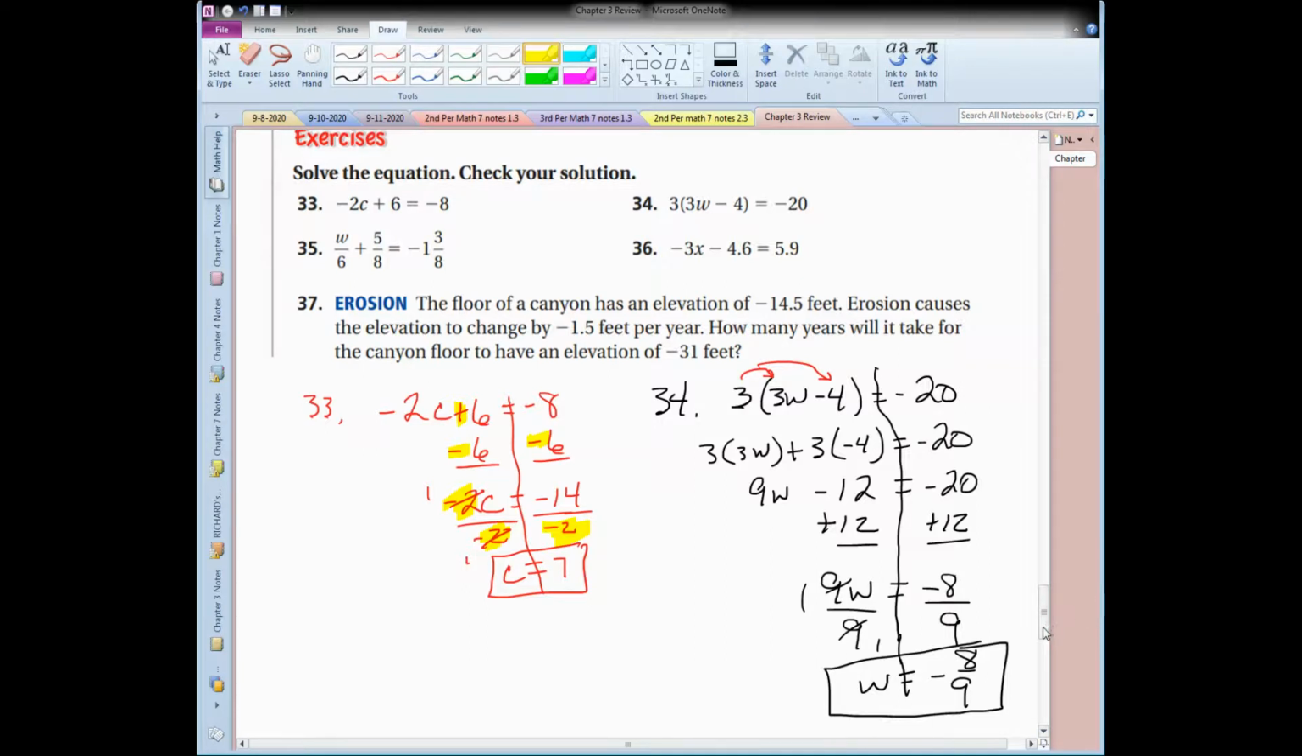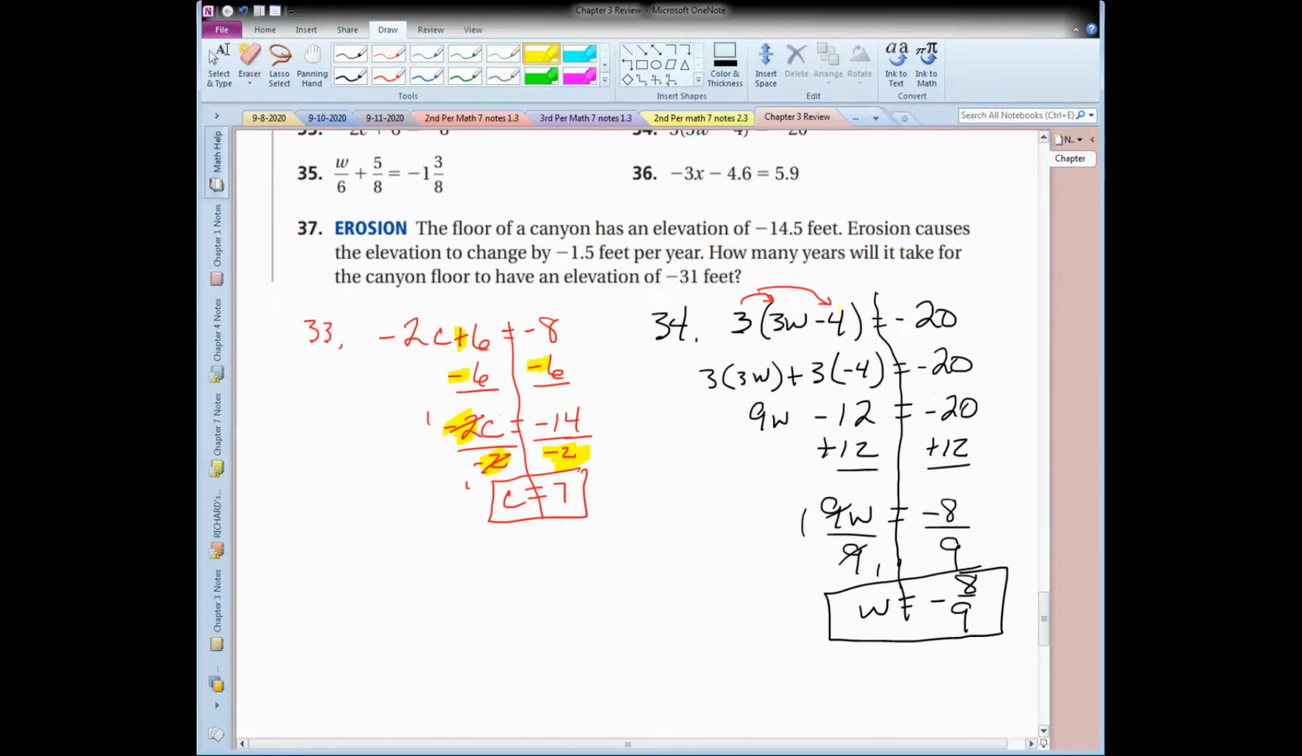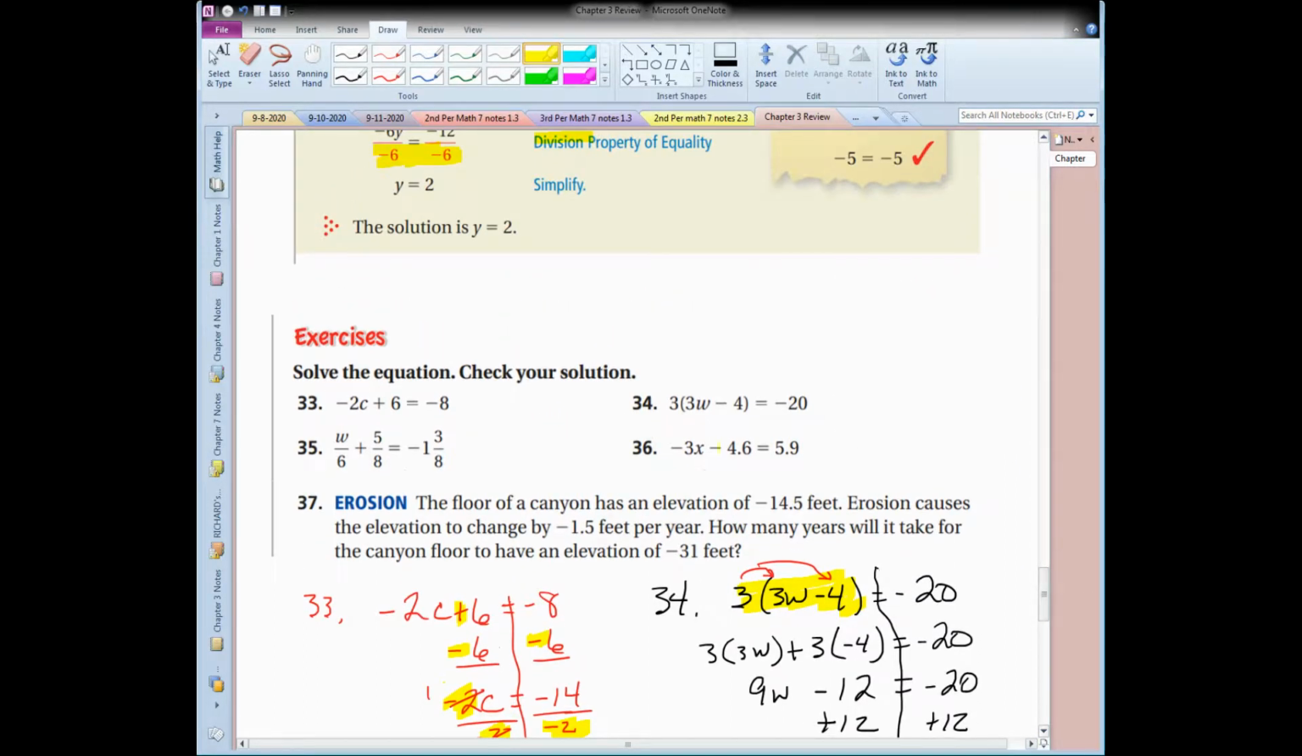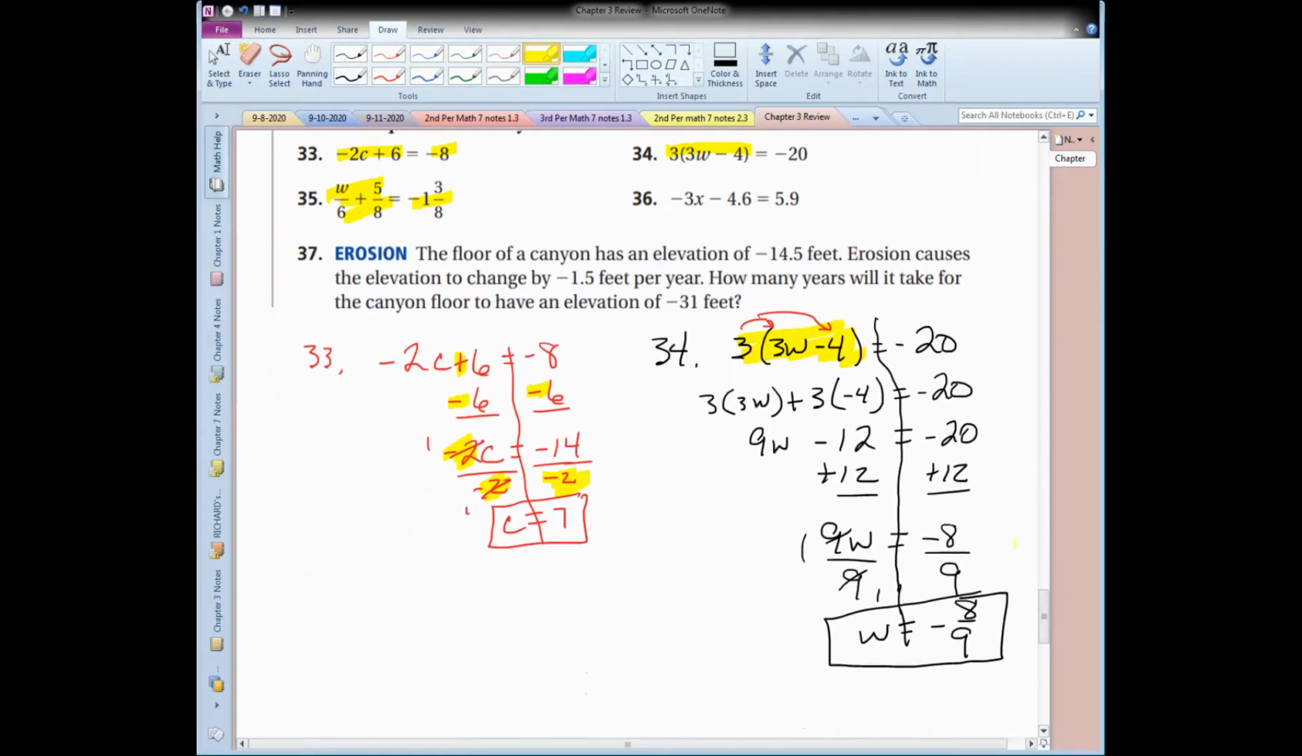For number 34, I need to use a distributive property. This is not in simplest form, right? So we want to make sure that on both sides of the equal sign, I have expressions that are in simplest form. So for 34, it's not. So I use a distributive property. Now it's in simplest form. There's no like terms. There's no parentheses. And it's a two-step equation. And so I walk through the steps.